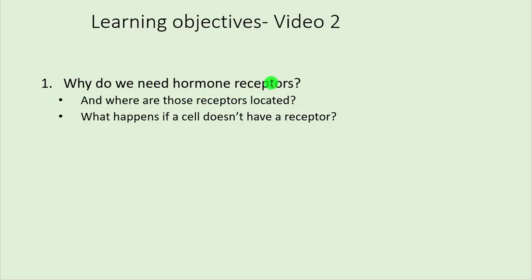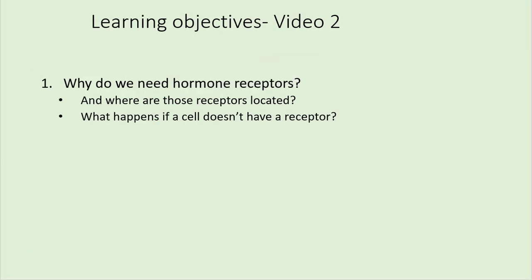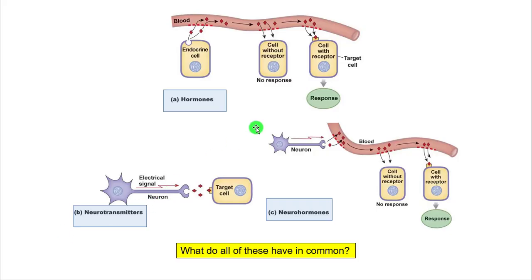We talked about why do we need hormone receptors. We know we need hormone receptors because these are the guys that trigger some activity inside the cell. Again, we'll take a closer look at that later. Where are the receptors located? Cell membrane, cytoplasm, or nucleus. And what happens if a cell doesn't have a receptor? The answer actually is pretty obvious.